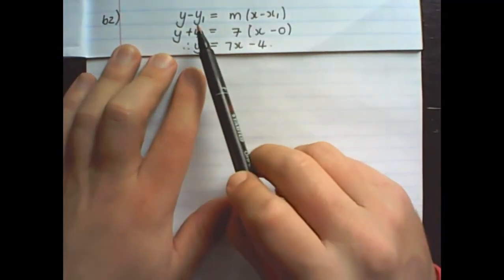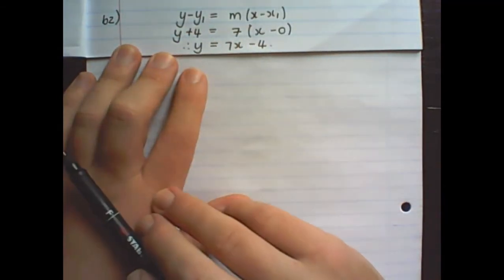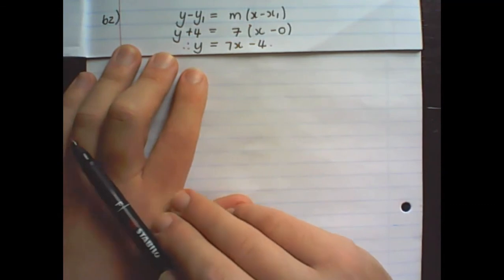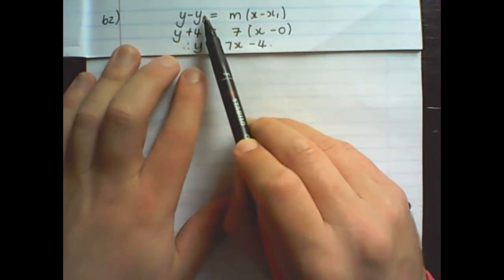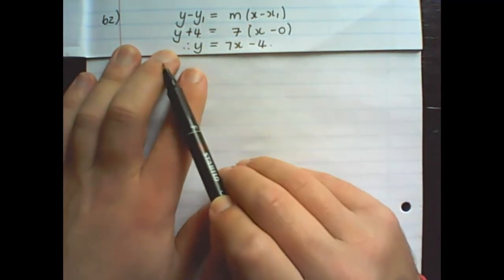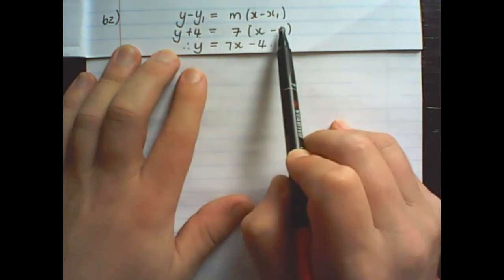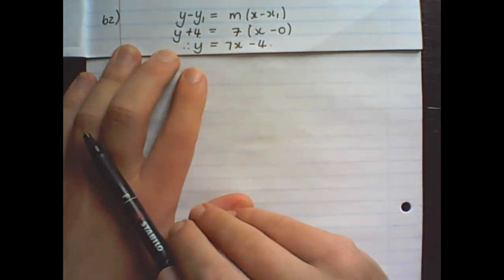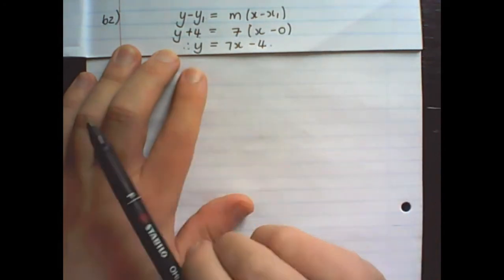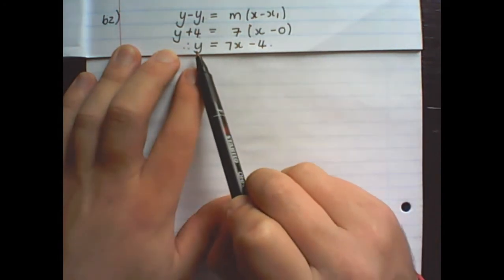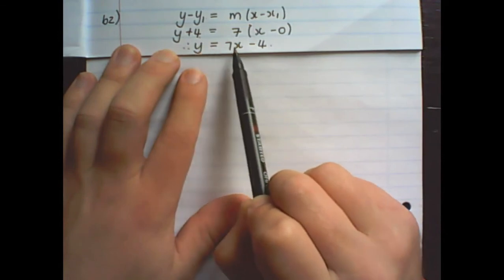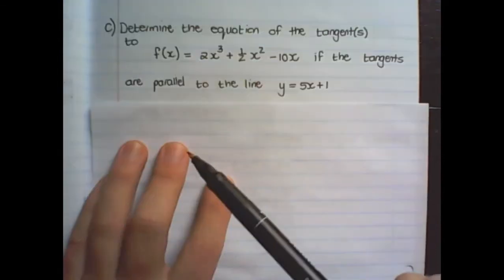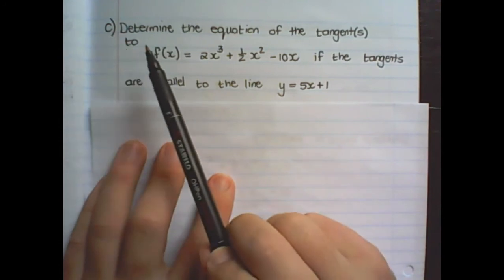The second question was to find the equation of the tangent line. In the previous question, we have found y1 and we have found x1, and we are given the gradient is equal to 7. So I simply substitute and simplify. And the equation of the tangent is y equals 7x minus 4. Let's move on to our third example.